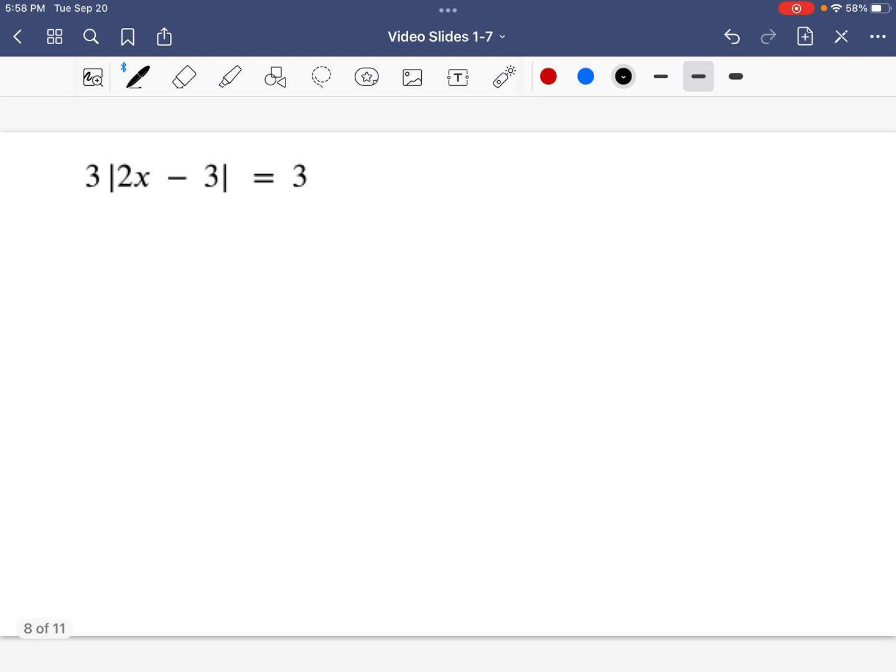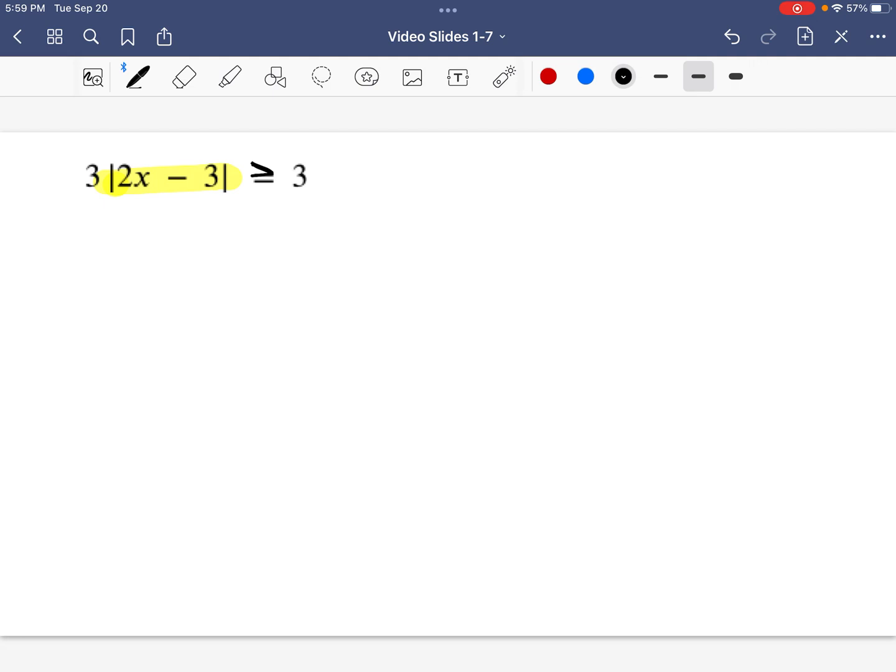All right, one last problem. This one is going to work out just the same. We're going to do the same thing, but before we start, we've got to get this absolute value term all by itself, so that we can set up the two different equations, or I guess this is supposed to be an inequality.